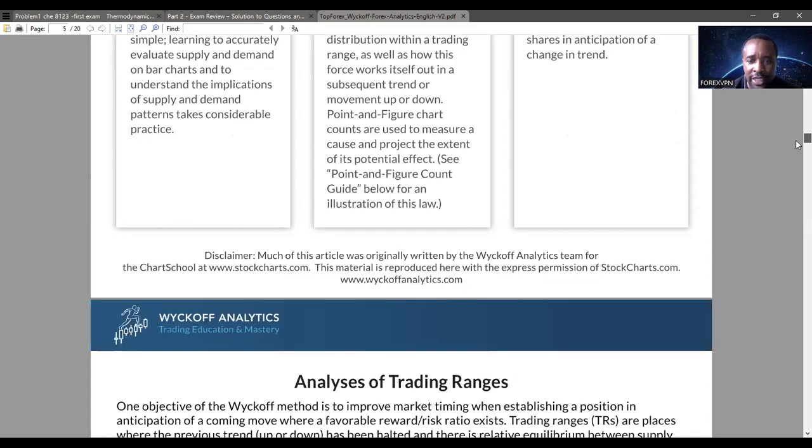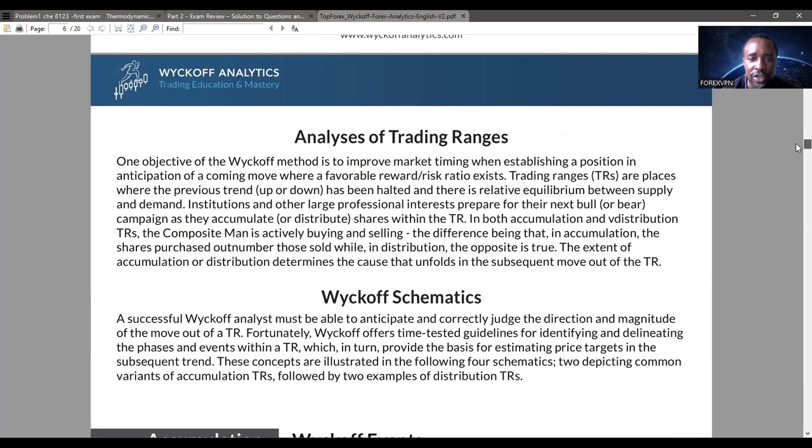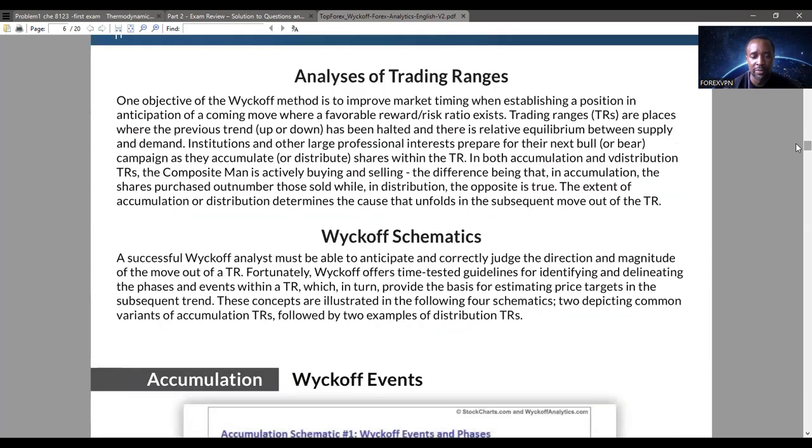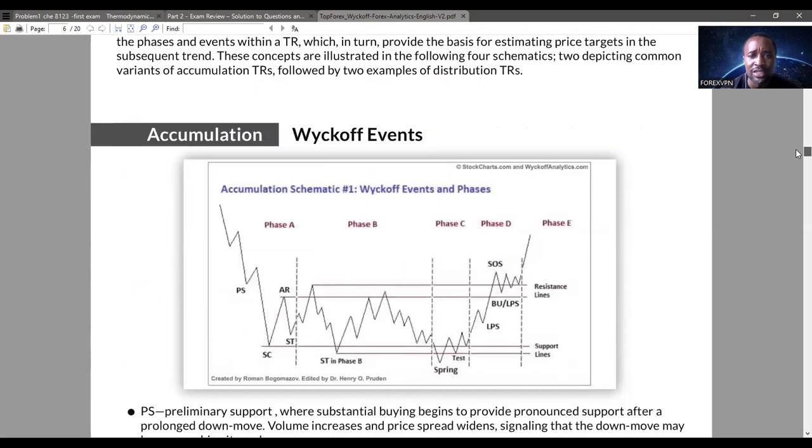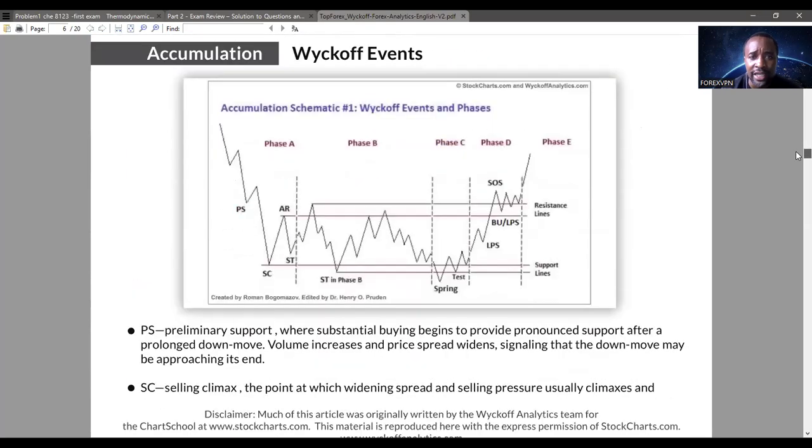So we are going to be seeing the analysis of the trend range, Wyckoff schematics. Wyckoff schematics is what we want to learn today, to see how we can apply that to our trading. So let's go ahead and look at it. We're going to look at it here under Wyckoff events. So you see what we look at under this Wyckoff event. We look at the accumulation schematics. All right. So that's Wyckoff events and phases.